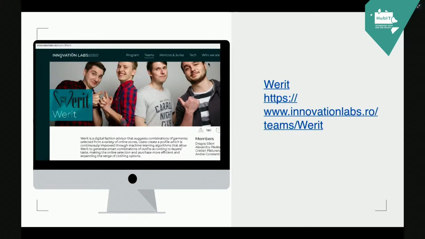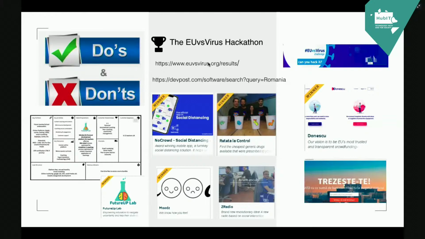The last application I want to introduce is Wear It. It's a fashion advisor that helps you nicely combine clothes from different shops that are available online. With these few examples in mind, please feel free, if you find something attractive, to look at the links of the applications I have briefly presented.